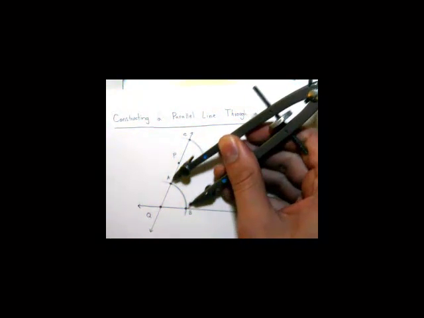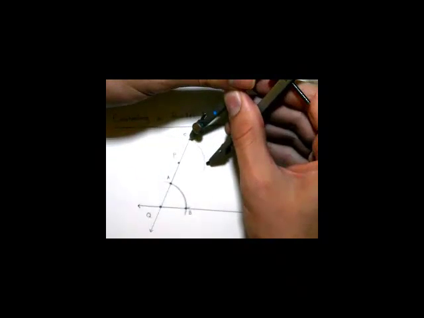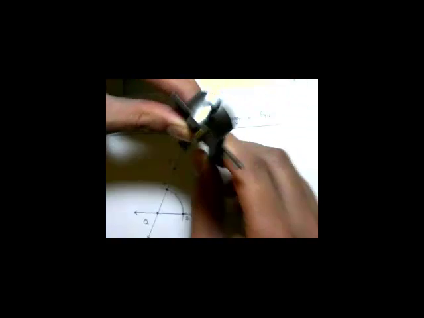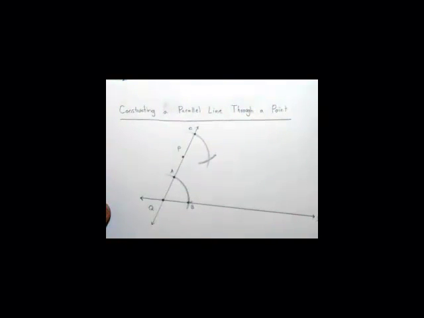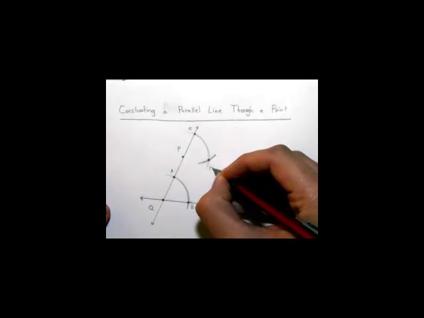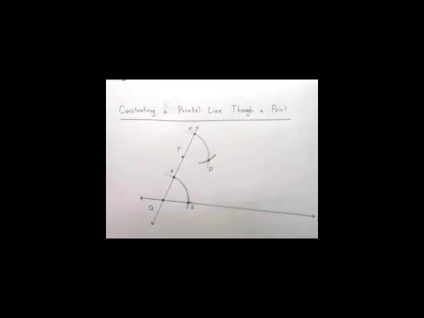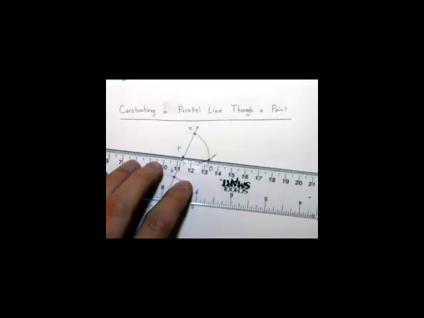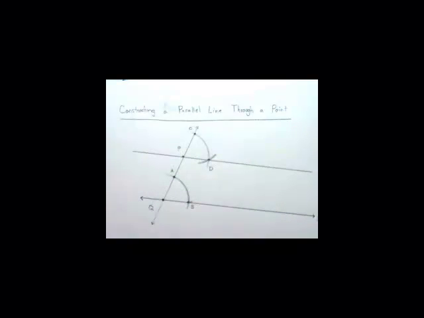So then we're going to come over here, put the pointy part on C, and make another little arc. And where those arcs cross each other, that's going to be point D then. And if we connect P with D, we should have a line parallel to our original. And there we go. We have a line through point P that is parallel to our original line.